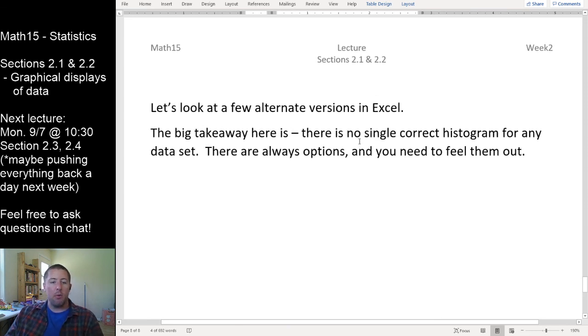Just come back to our big takeaway here. You gotta play around with histograms. There's never been a point in my life where I've just made one histogram and been like, cool, there it is. It's always try a couple, see what you feel like is the best representation of the data, and see if you can come up with a one sentence statement as to why you think one is better than another. That's the type of stuff I'll ask you to do in the homework.